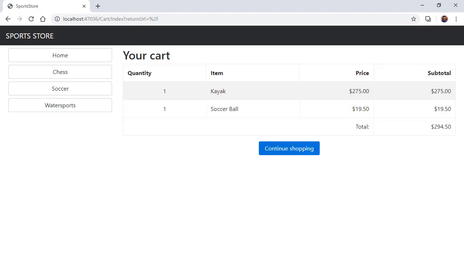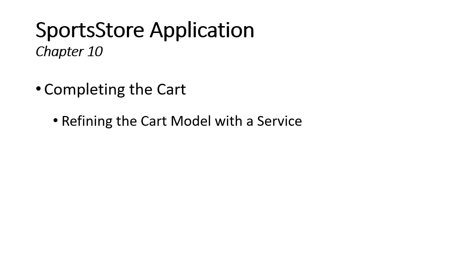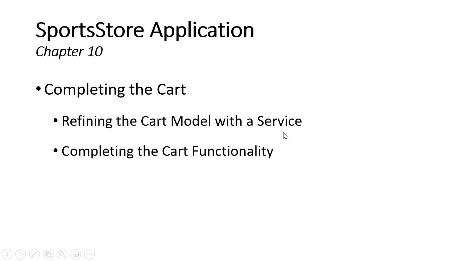Now, the next step is chapter 10, where we're going to be completing the cart. We're going to be creating the remove button. We're going to be refining our cart model as a service. Right now, the controller for the cart is a little bit complicated, a little bit complex. We're going to simplify that. We're going to be completing the cart functionality, which includes removing items from the cart, and we're going to be able to submit the order.